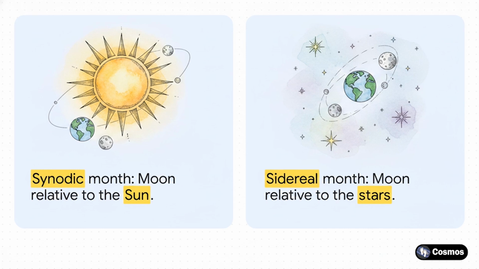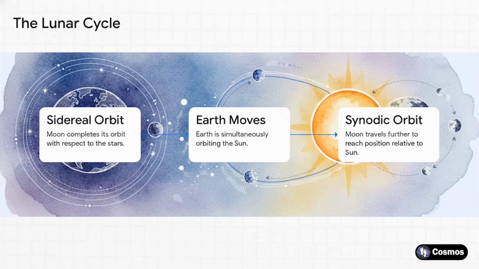Why? Well, because the Earth isn't just sitting still in space while the moon orbits us. Earth is simultaneously hurtling through space, orbiting the sun. And this brilliantly illustrates just how dynamic our solar system is. Picture it like a giant cosmic racetrack. The moon completes its 360-degree orbit around the Earth.